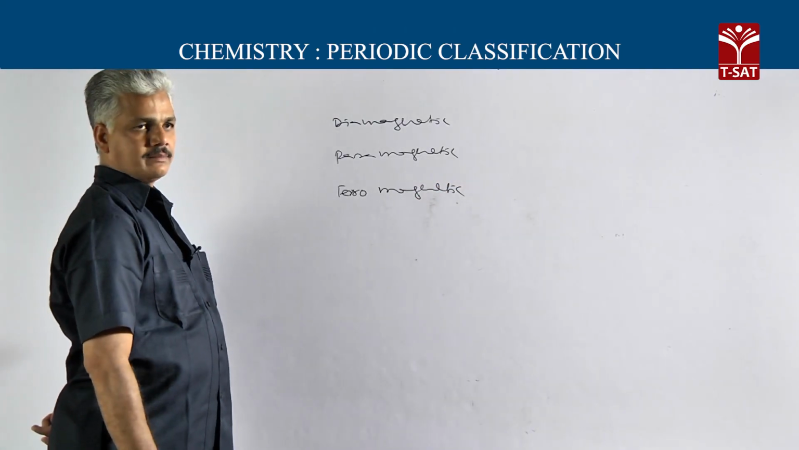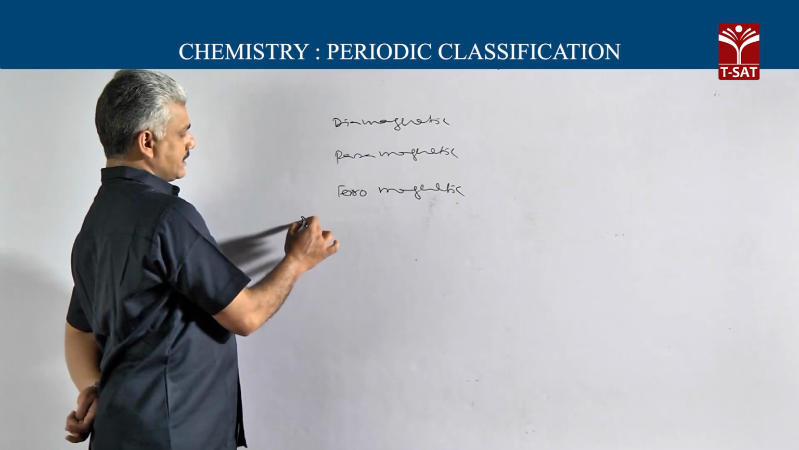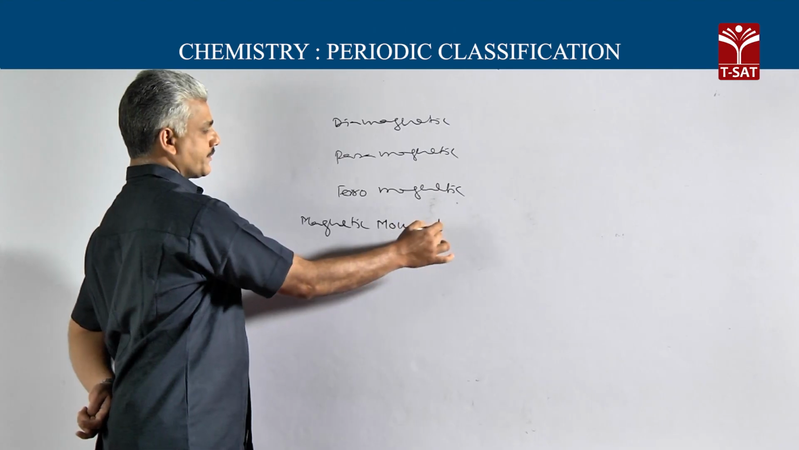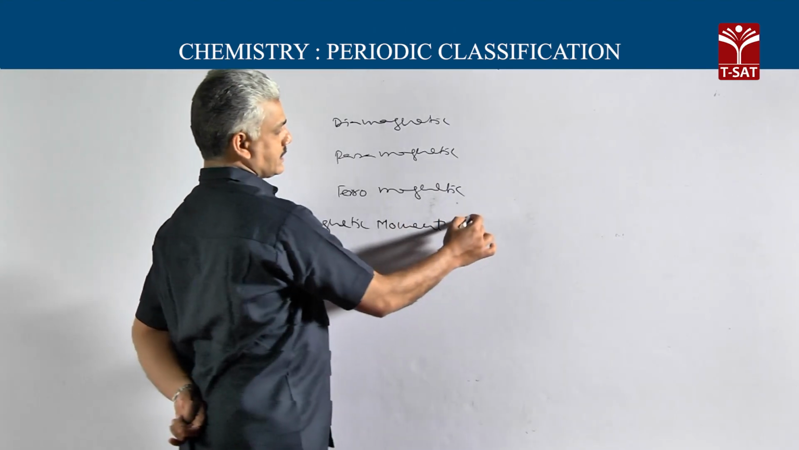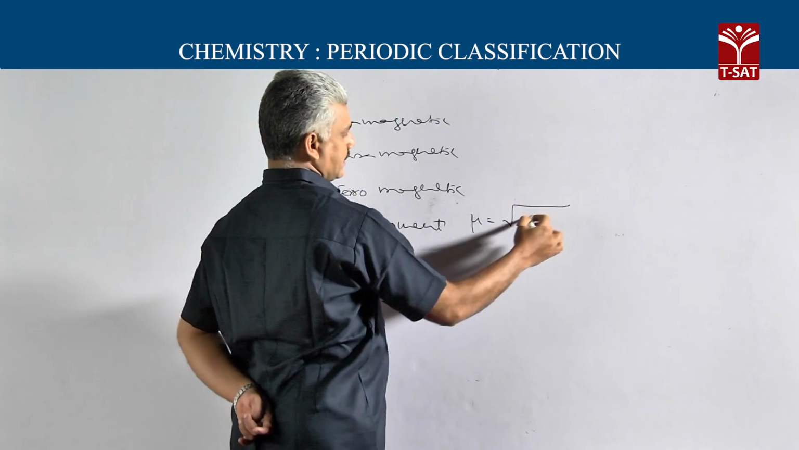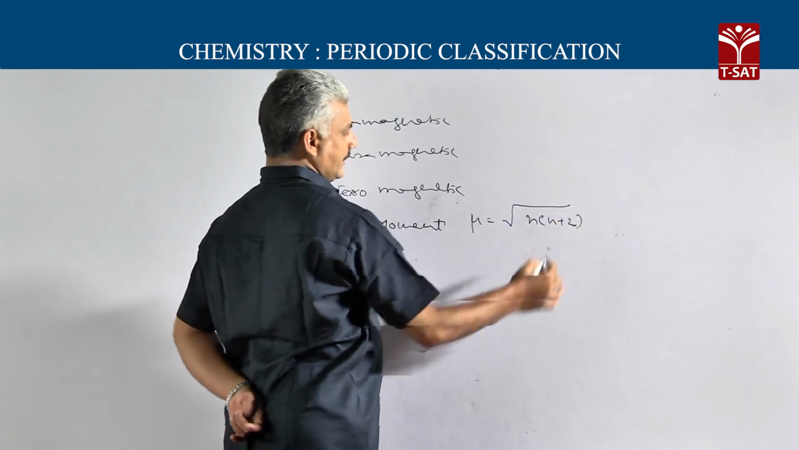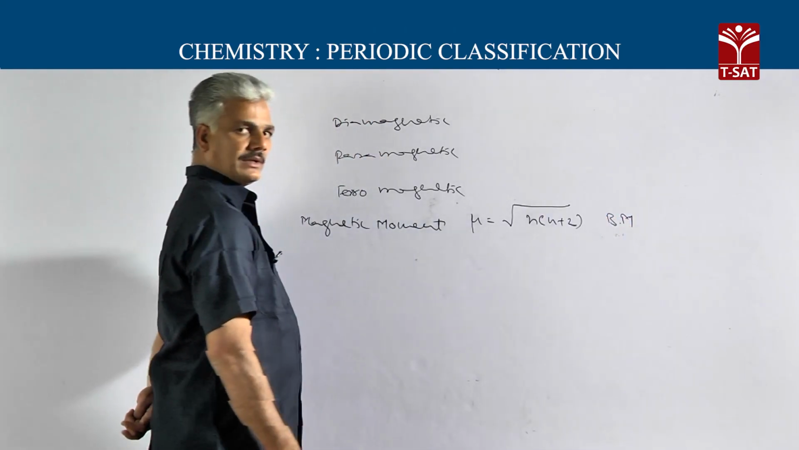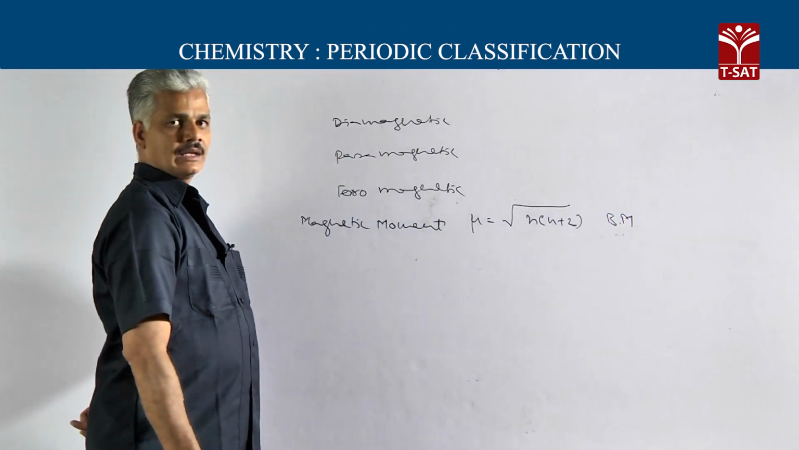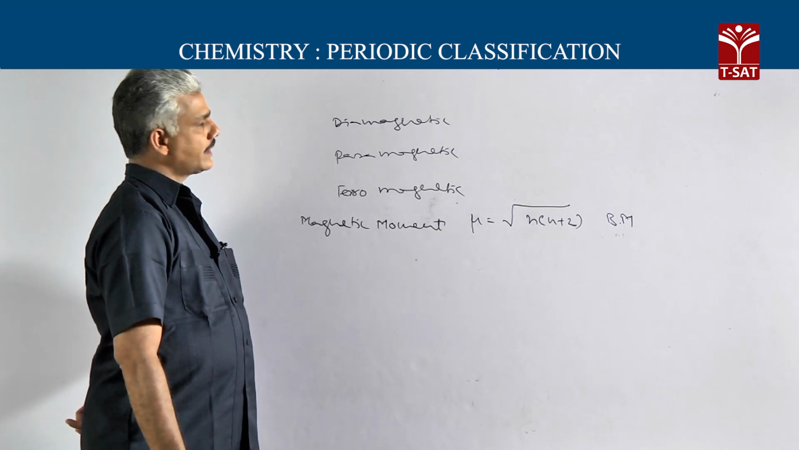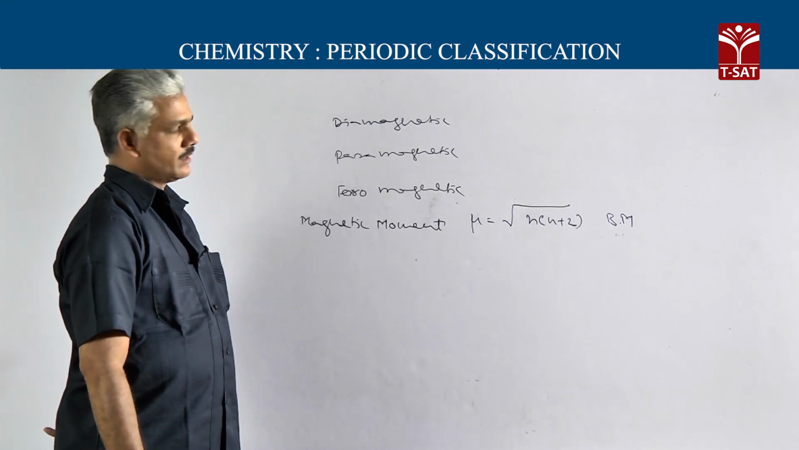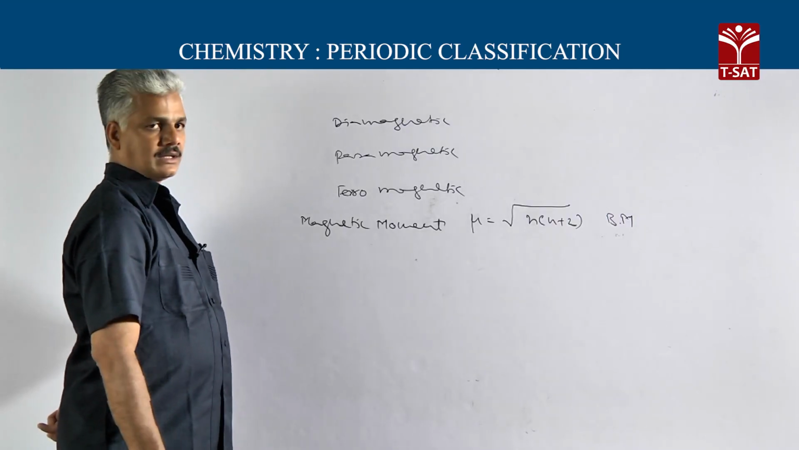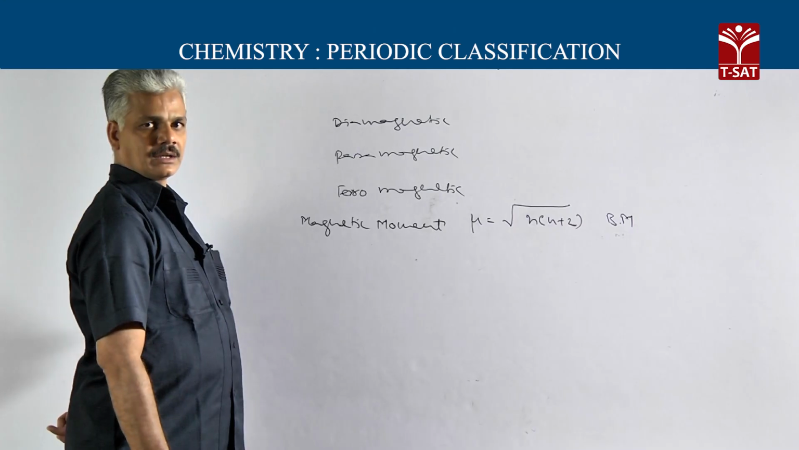The strength of the magnetism is expressed by means of a term called as a magnetic moment. This magnetic moment can be calculated by using this relation: square root of n into n plus 2, unit is BM. BM stands for Bohr magneton. N corresponds to number of unpaired d electrons. So, how to identify the number of unpaired d electrons? That can be done by writing the electronic configuration.